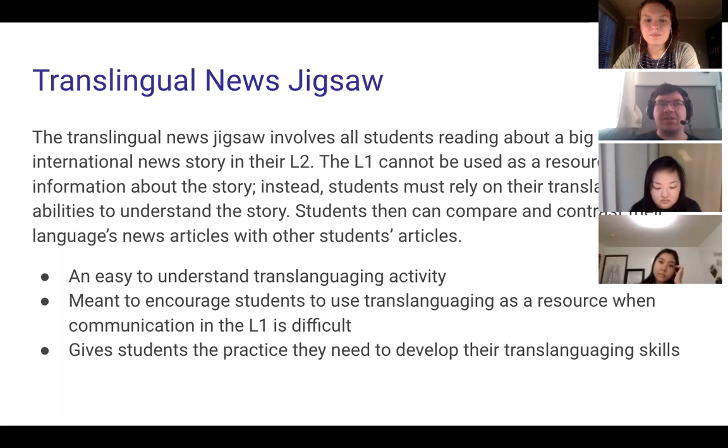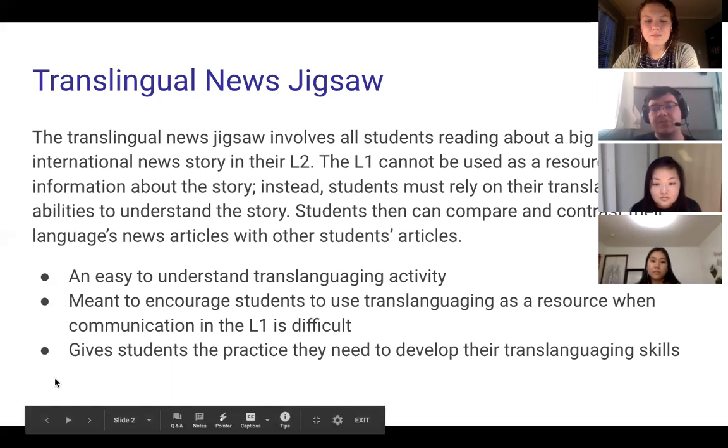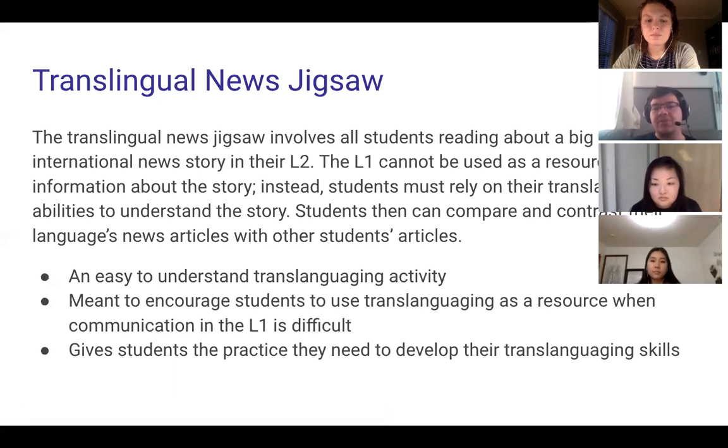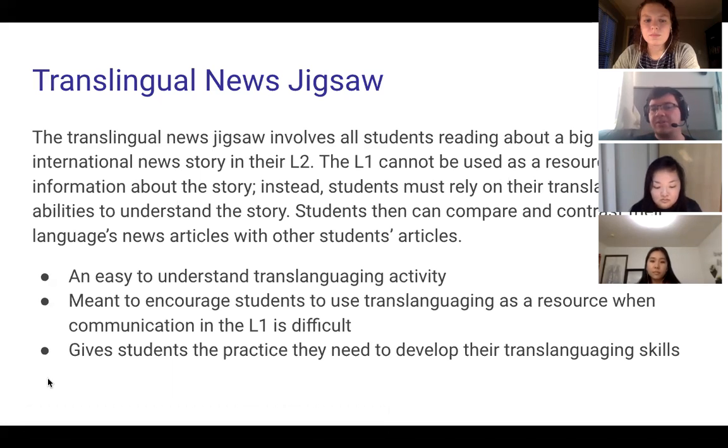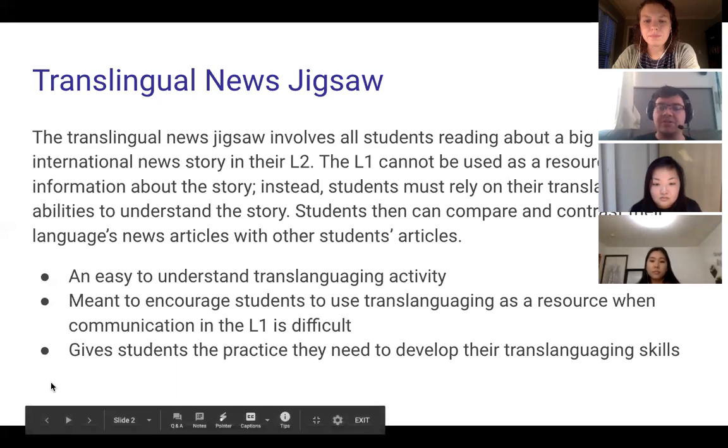Every student is basically going to have a different language, and they all have to come together and compare and contrast their findings about the same news story, just in different languages. Some of the pros of this translanguaging activity is that it's really easy for students to learn and get the hang of. It's meant to encourage students to use their translanguaging as a resource when communication in the L1 is difficult or basically impossible. And it gives them the practice they need to develop those translanguaging skills.